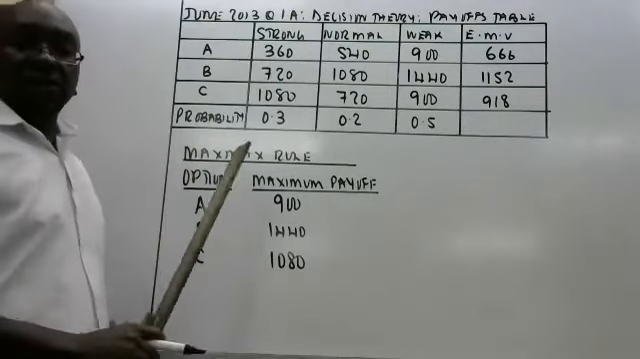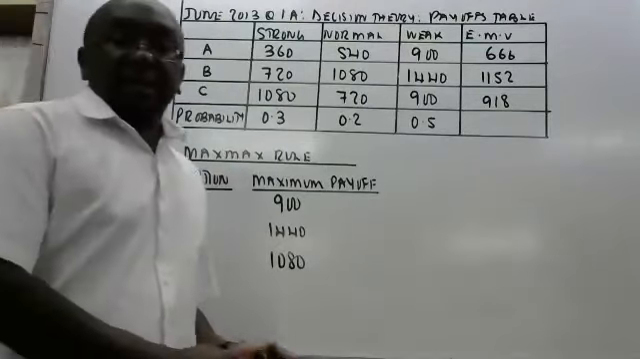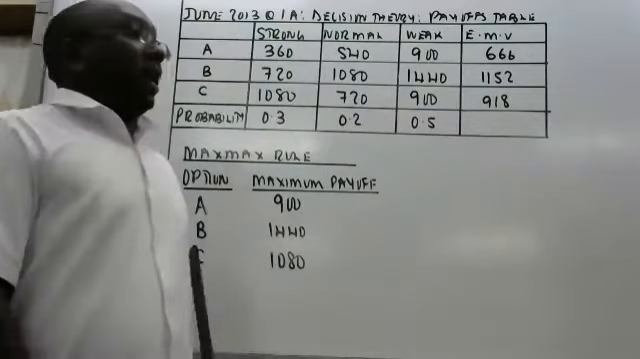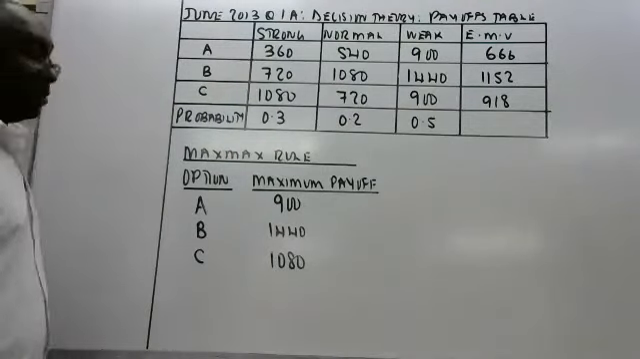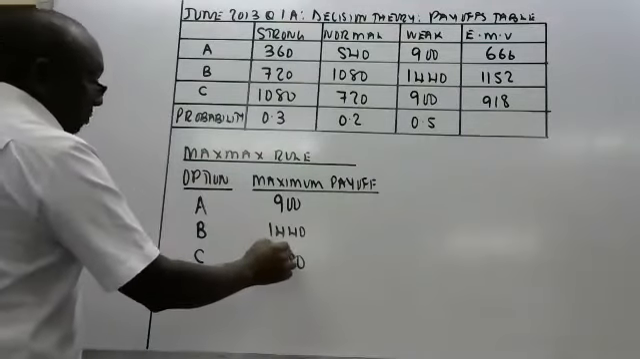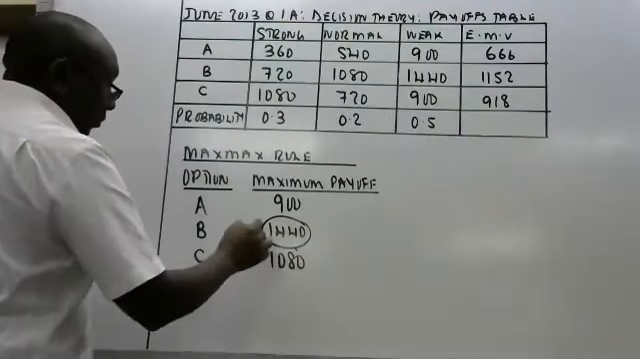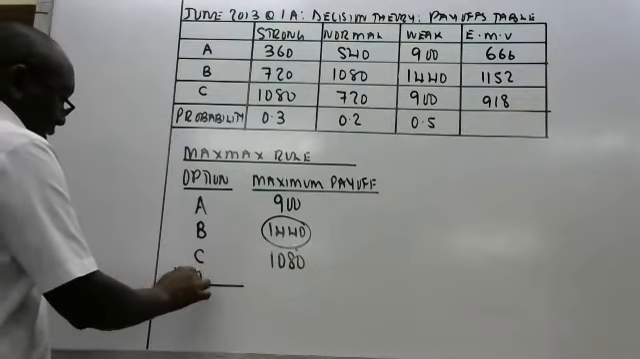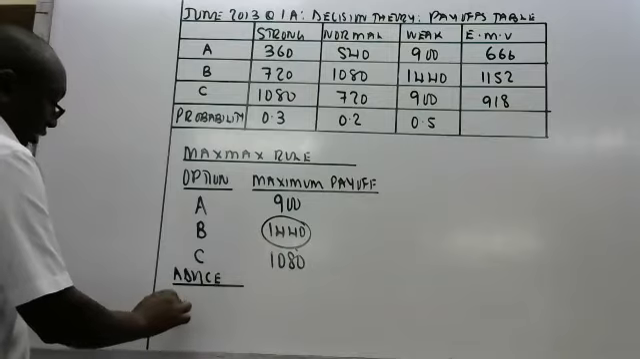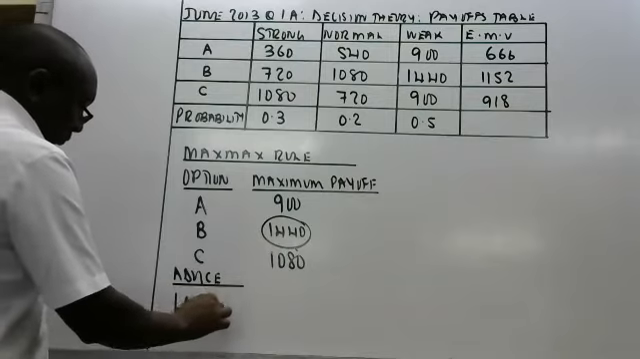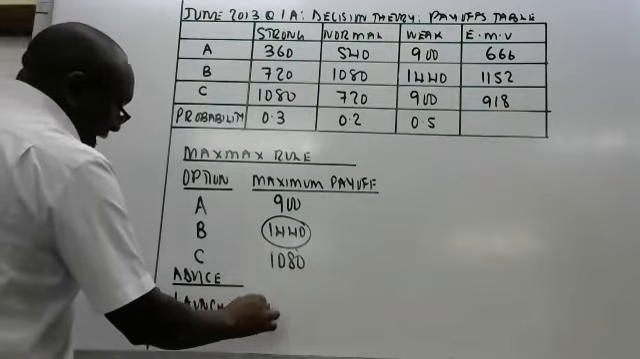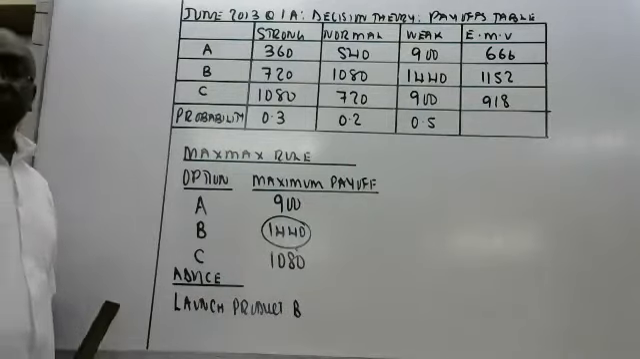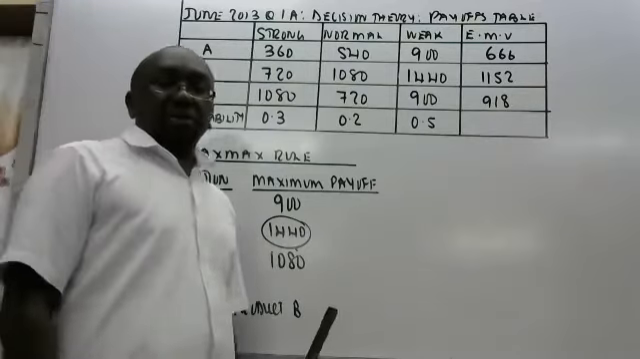So according to this rule, you should select the maximum of the maximums. The maximum of the maximums is this one, and therefore we will advise them to run product B.